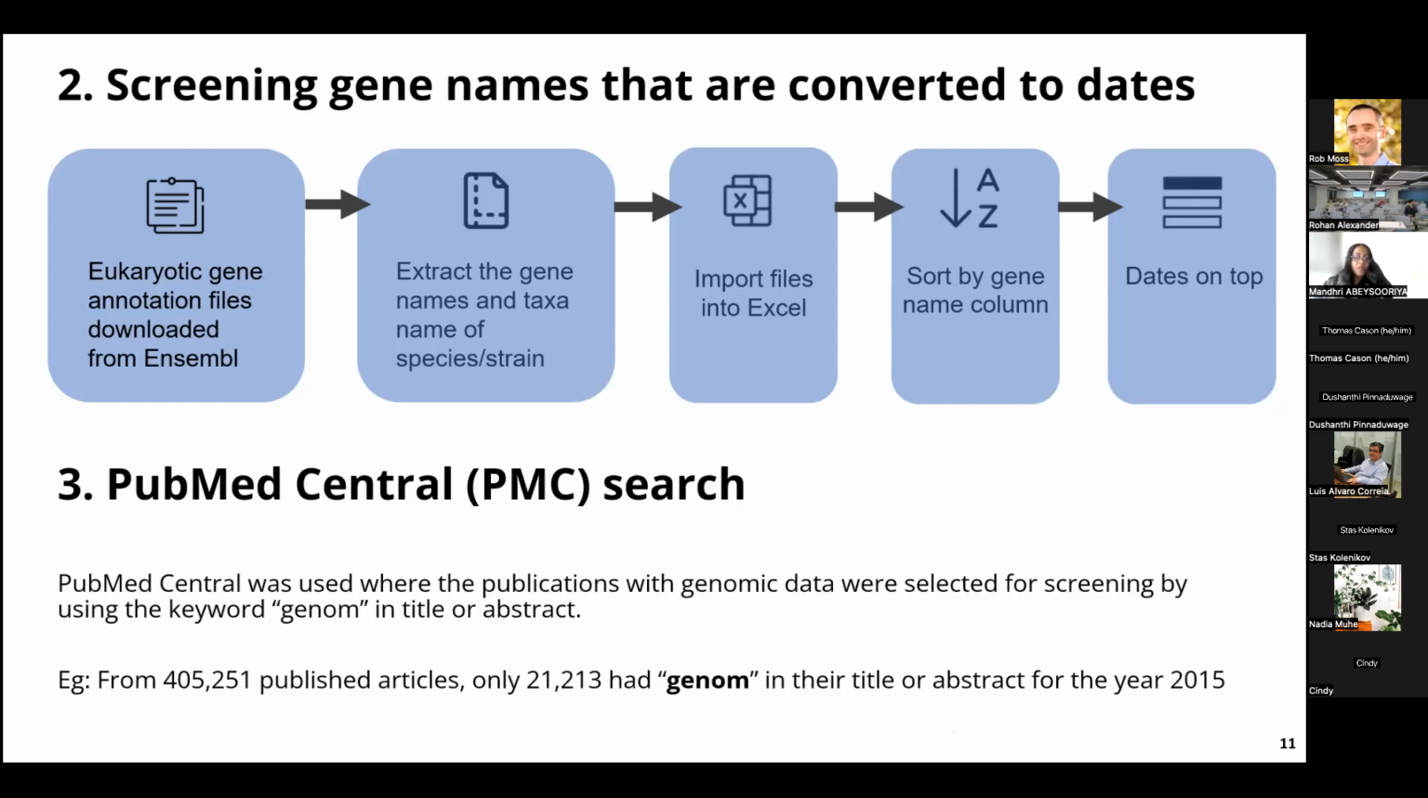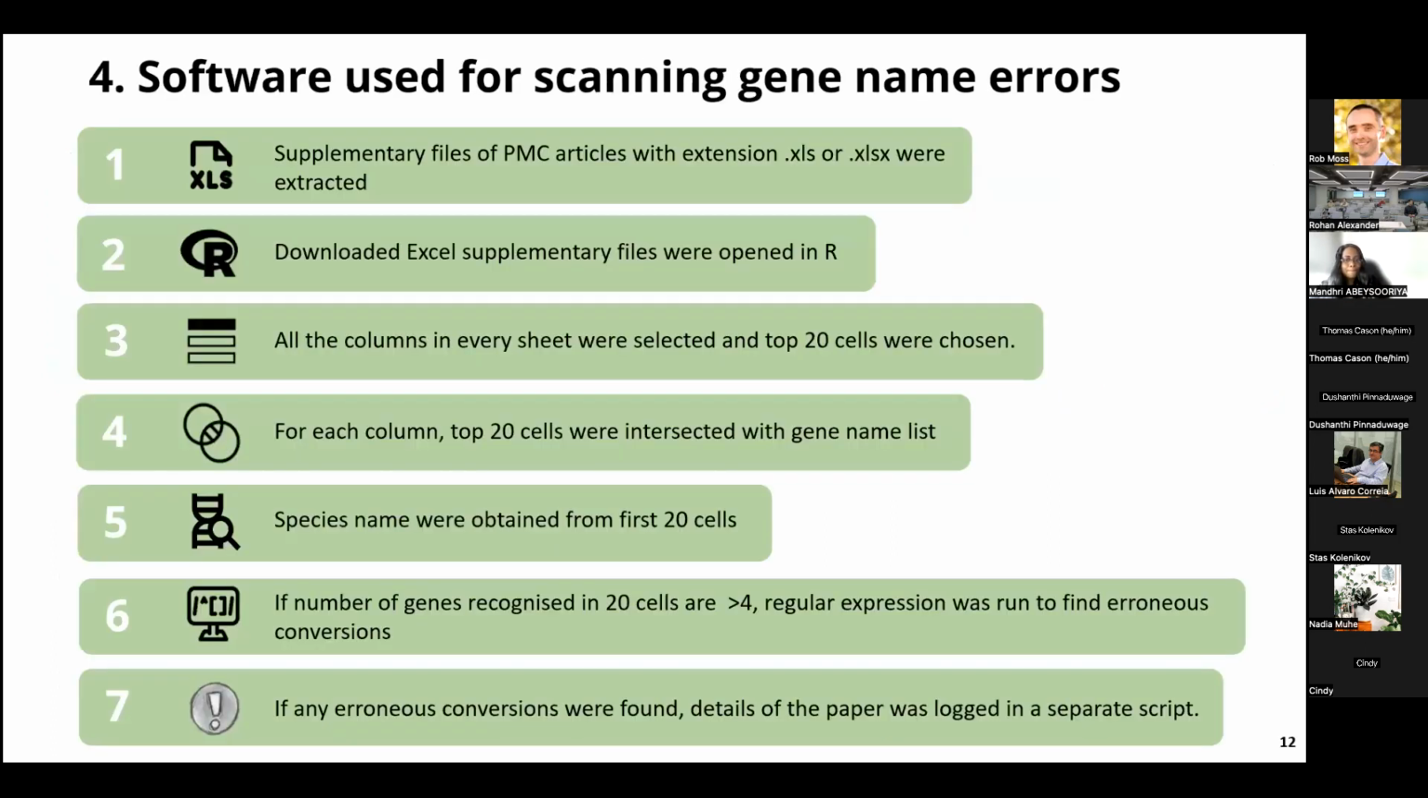As for the third step, we extracted the PubMed Central articles. In order to extract the PubMed Central articles for our study, we screened PubMed with the keyword genome in titles and abstracts. By adopting this method, we were able to reduce the quantity of publications to be screened for gene name errors by around 95%.